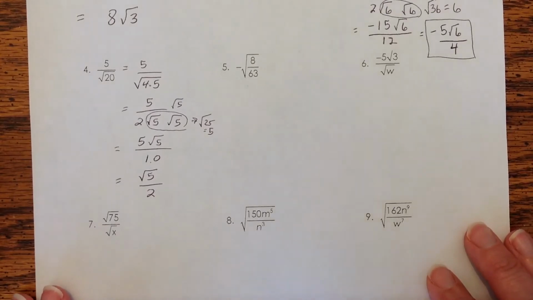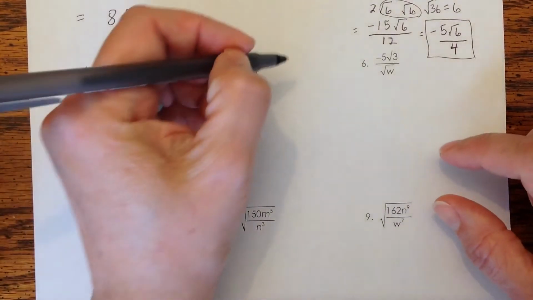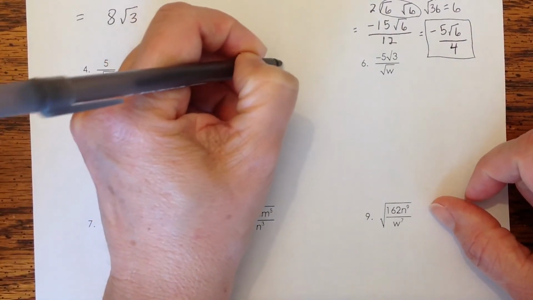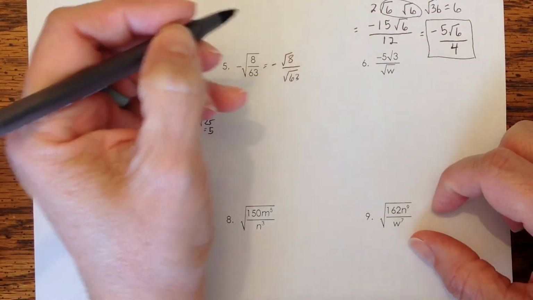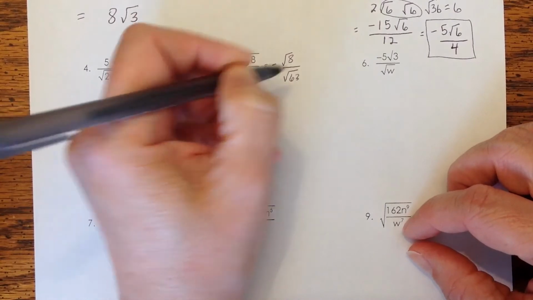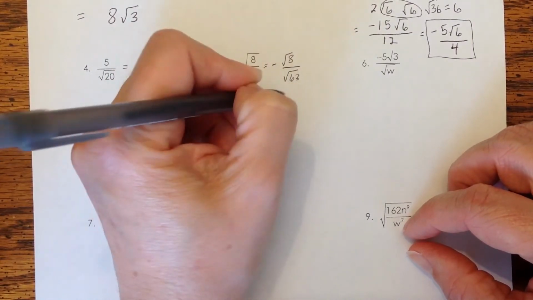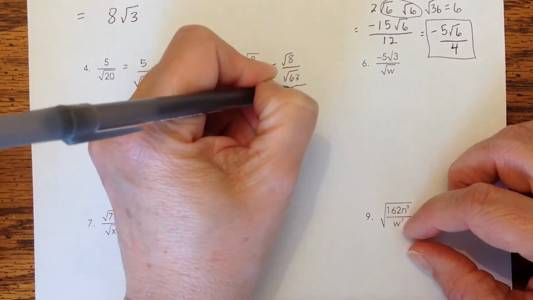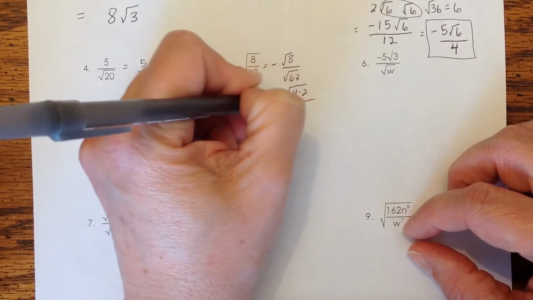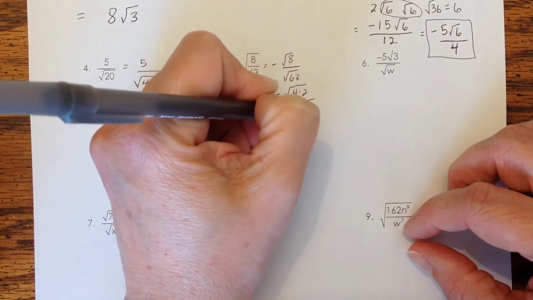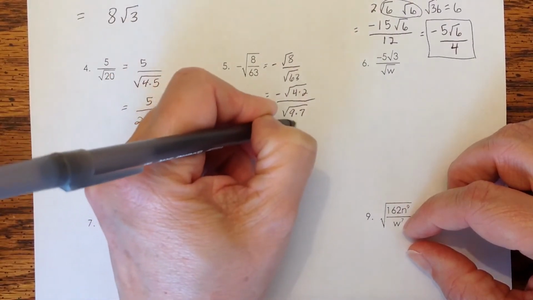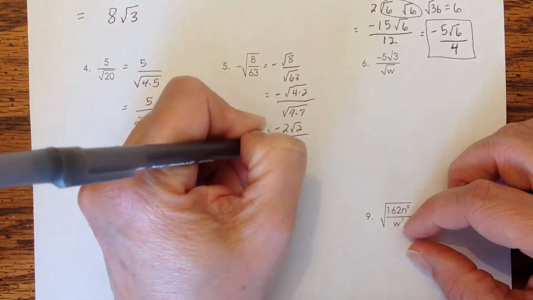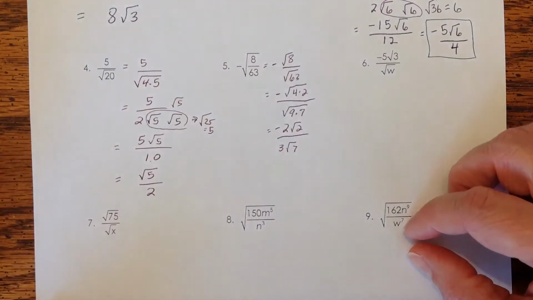Problem 5. First we're going to separate this into negative square root of 8 over the square root of 63. Then we're going to find the square in each of these, so we're going to write 4 times 2 over 9 times 7. Then we're going to clean these up. We're going to get negative 2 square roots of 2 over 3 square roots of 7.